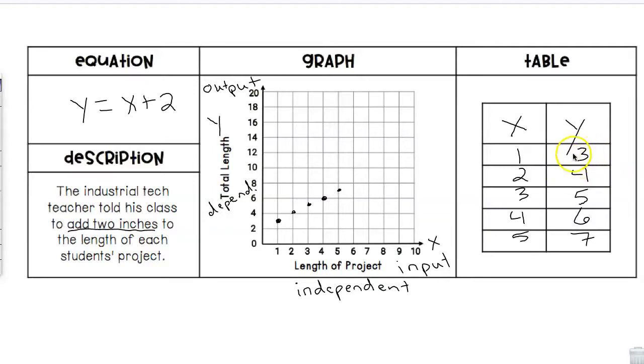So we're not going to get a 3 unless we input a 1. So you could say our y depends on what our x is.